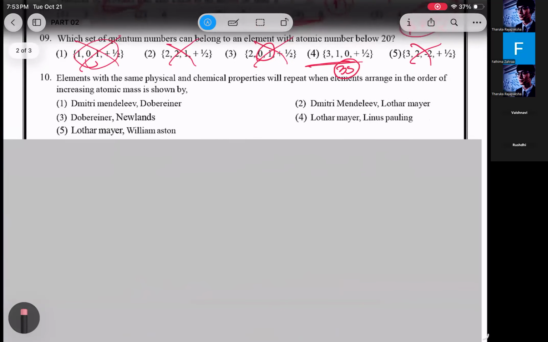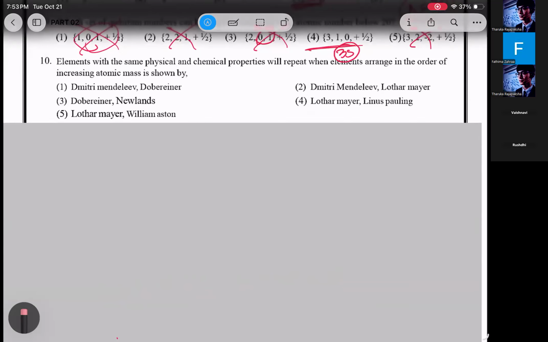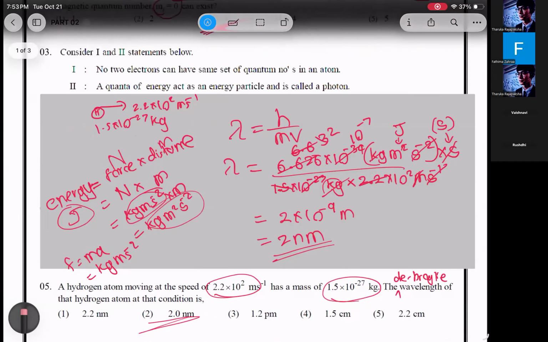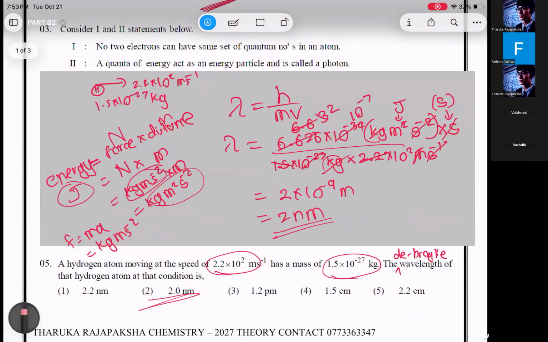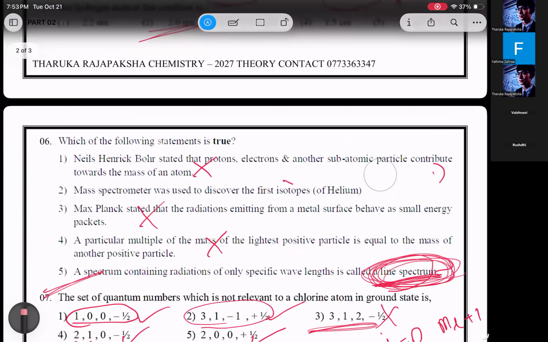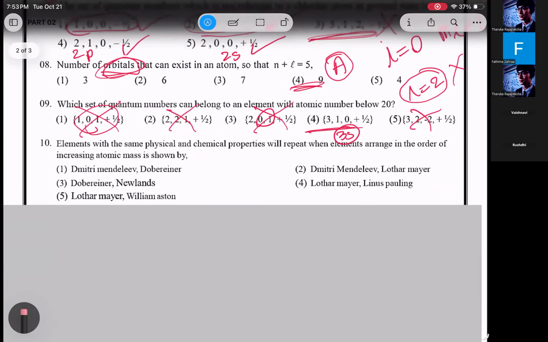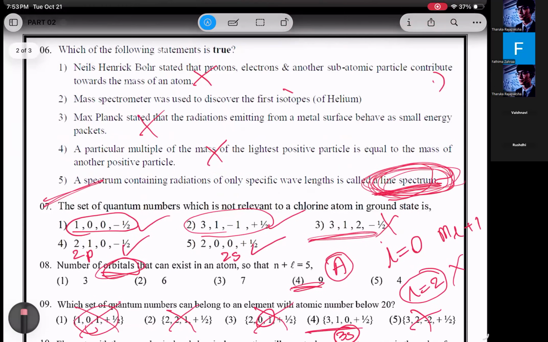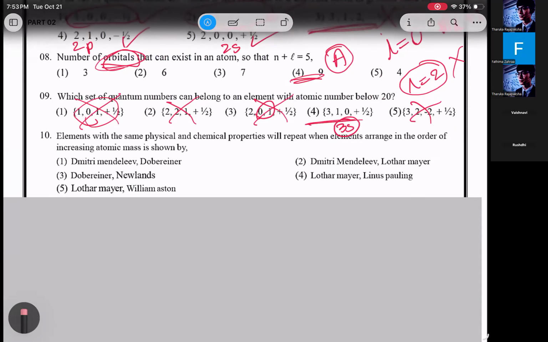So this question discussion is very important. එතකොට හැම week එකෙම you have to join for the question discussion. I'll be telling these golden points which you won't find in the theory tute. questions කරද්දි theory වල නැති points අහුවෙනවා. Now I told you 2 points actually which are not there in the tute: this helium thing here, and now this 10th one. Here, elements with the same physical and chemical properties will repeat when elements are arranged in the order of increasing atomic mass, is shown by.